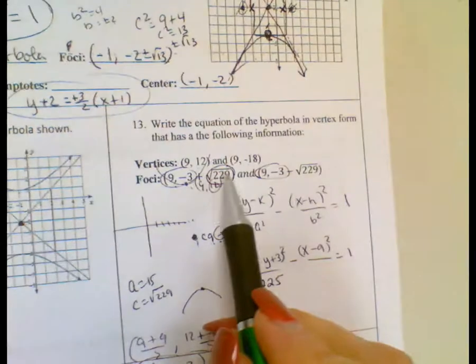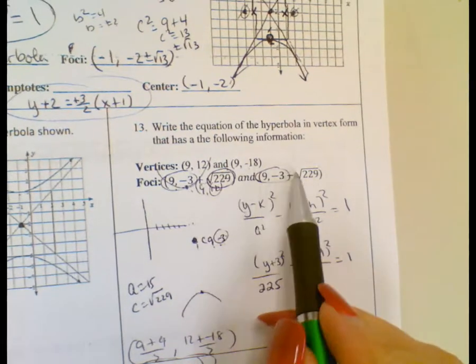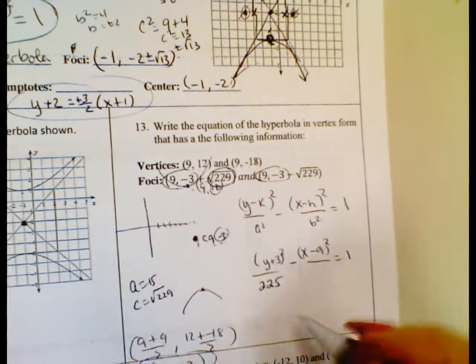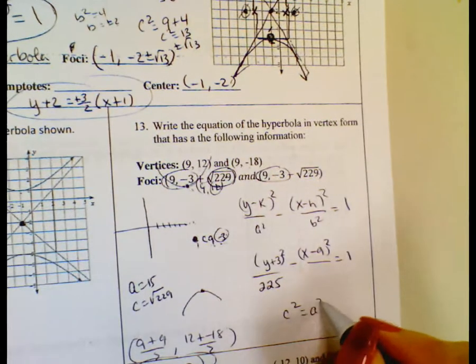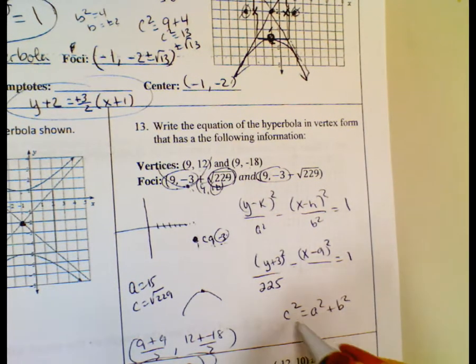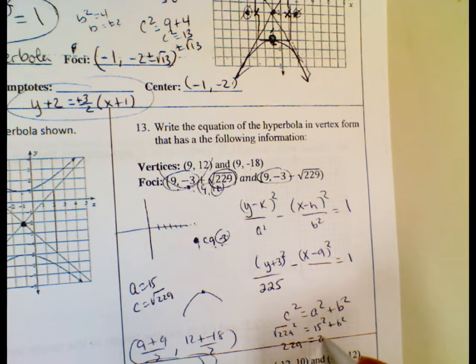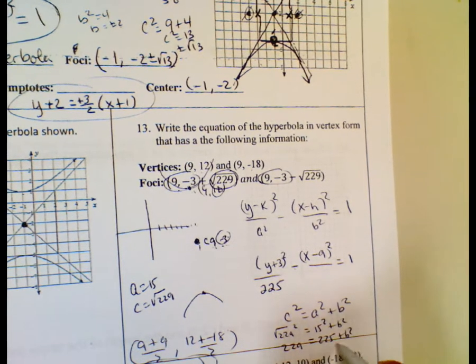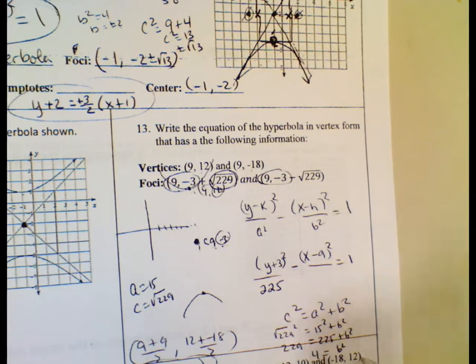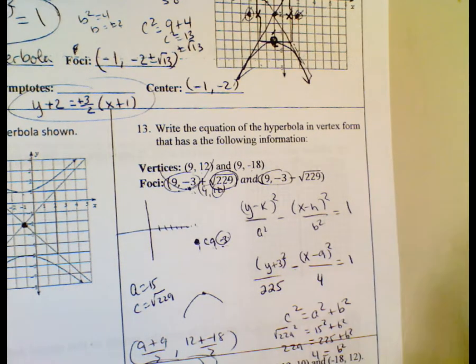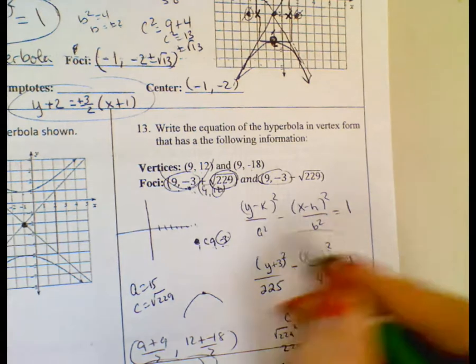Because that's the distance that you're adding to the y-coordinate for the foci. So your foci formula is this. Since C is radical 229, you're squaring that, and A is 15, you're squaring that. This becomes 229, and this is 225, so B squared is 4. And I don't need the B, I just need the B squared, so you put a 4 in there, and you're done.